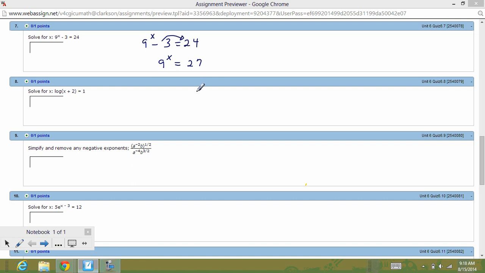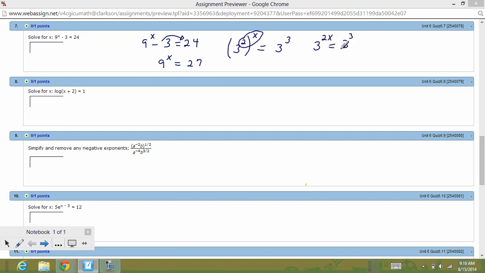where you get 27. Now, thinking exponentially about 9, we're going to rewrite that as 3 to the second power, and then that's being raised to the x power. And the right-hand side, 27, in terms of powers, is 3 to the third power. And then on the left, 3 squared to the x power. When you raise a power to a power, you multiply the powers. And so we have 3 to the 2x power equals 3 to the third.